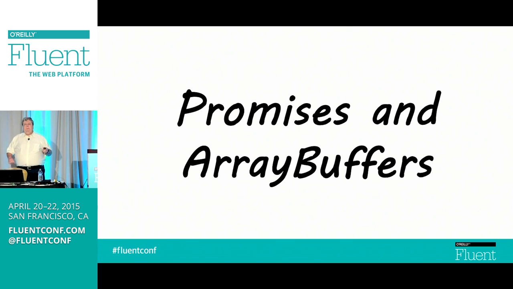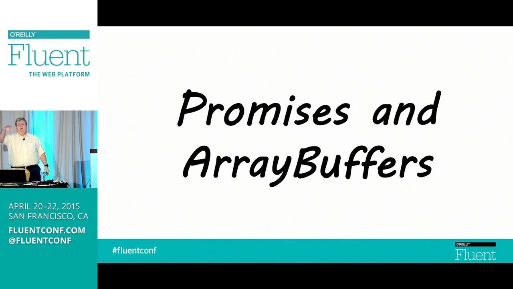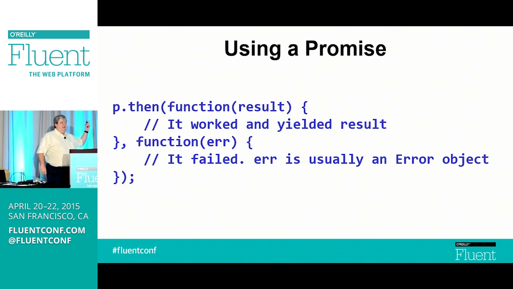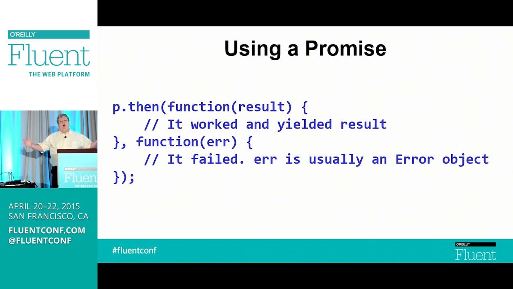So I did a little bit of remedial work on promises and array buffers. Can I see a show of hands of how many people have programmed with JavaScript promises? OK, then I don't have to talk much about it. How about array buffers? Not quite as many. Well, for those of you who haven't used promises, they're very simple. They're an object with a then method. You give the then method your callback. And you actually can give it two callbacks, one for success and one for failure.